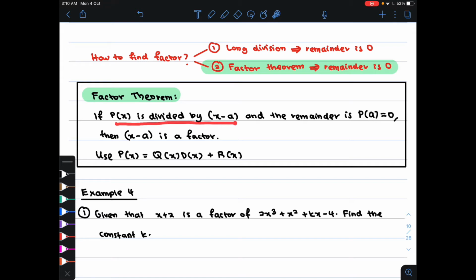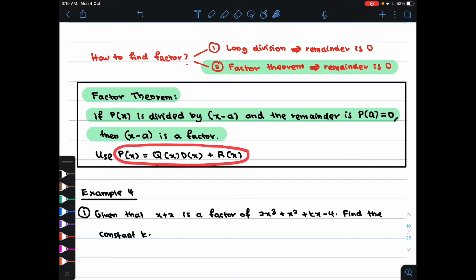If p(x) is divided by x minus a and the remainder p(a) equals 0, therefore x minus a is a factor. So if you look at this equation, this is the original equation of p(x). And if you get the remainder is 0, this means that r(x) is 0. So we can ignore r(x). Hence, p(x) is just q(x) times d(x). Sometimes you may need to use p(x) equal to q(x) d(x), but sometimes you may not need to use it.